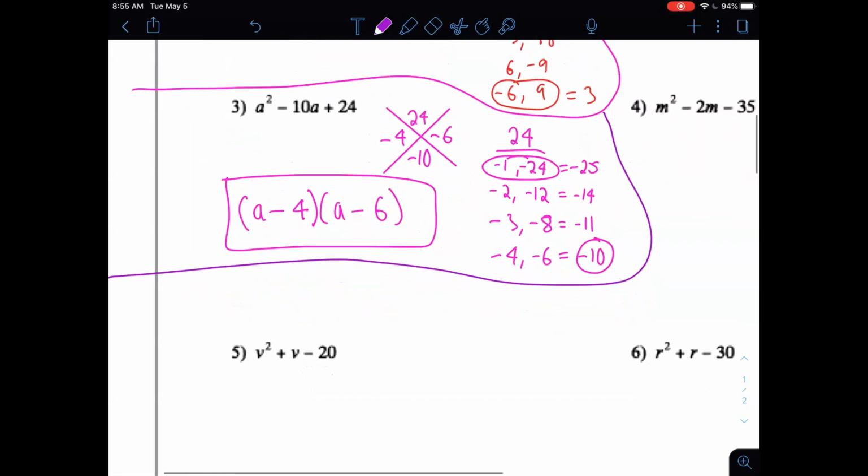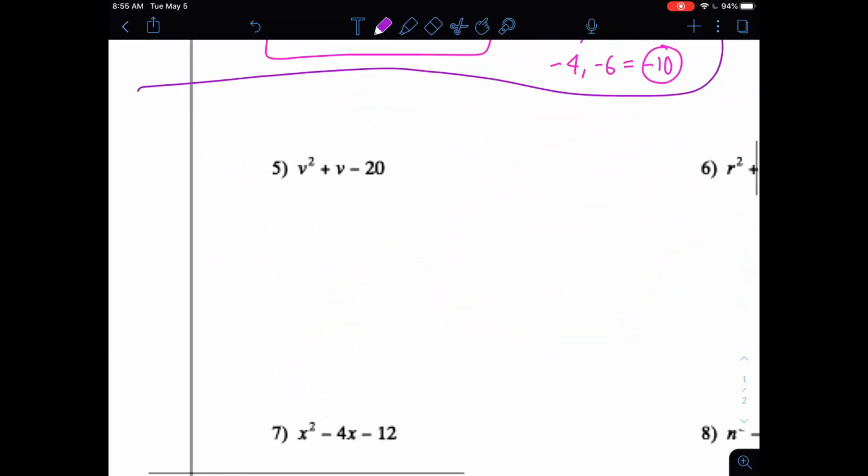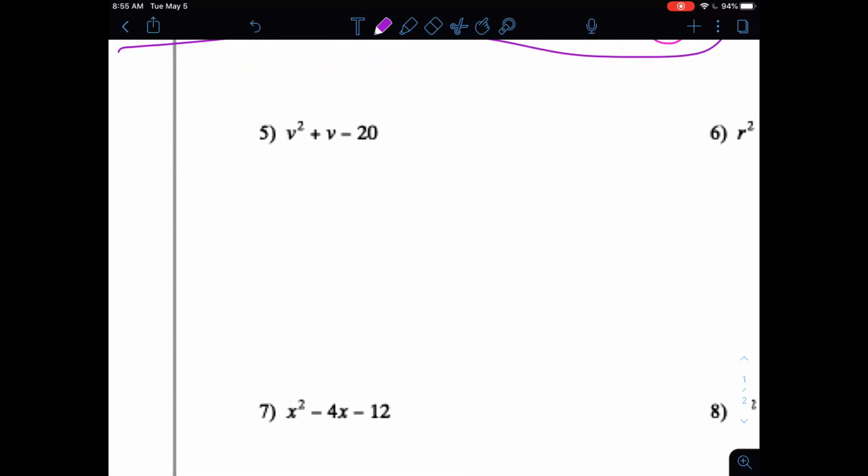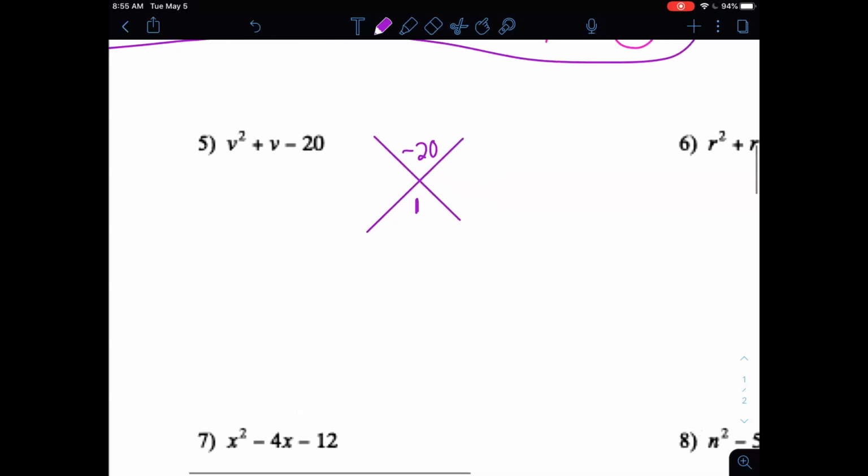Okay. Let's do 2 more. All right, so now we have v squared plus v minus 20. So we're going to go ahead and do our diamond. We got negative 20, and what's the b for this one? It's just a v, right? It's actually going to be a 1. It's going to be a 1 right there.